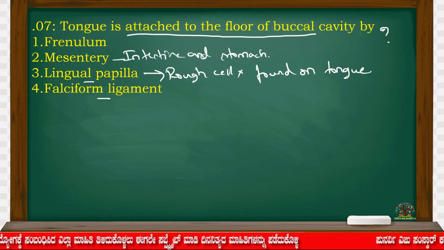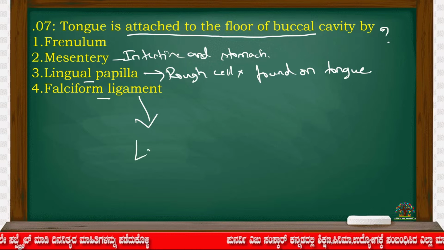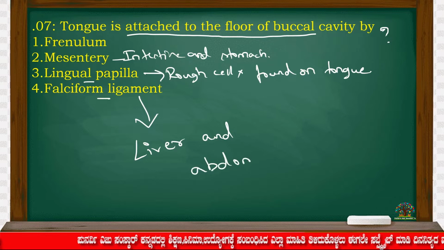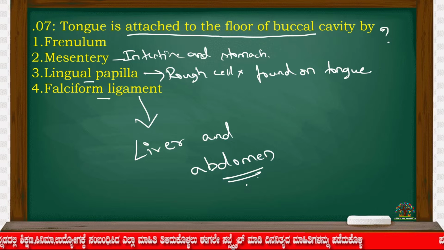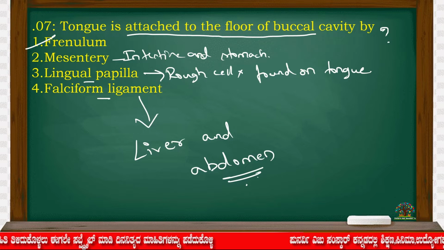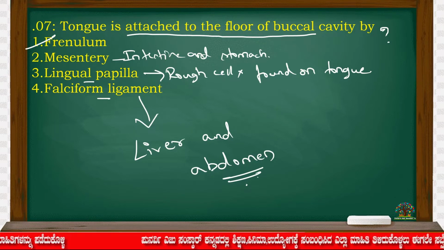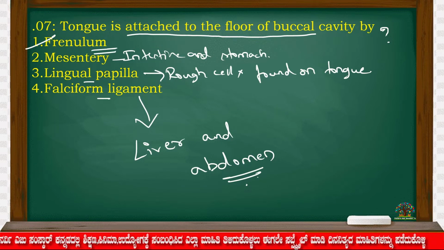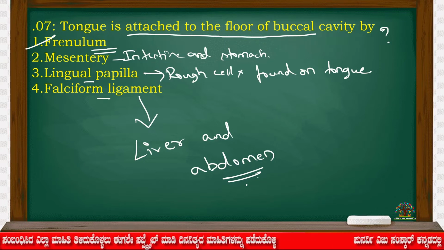The fourth option, falciform ligament. Falciform ligament is a kind of ligament that helps in attachment of liver and abdomen. So it is the connection between the abdomen and the liver. Whereas the first option, frenulum, is the correct answer. That is, the tongue is attached to the floor of buccal cavity by a substance called frenulum. This frenulum helps in firm holding of the tongue to the buccal cavity.